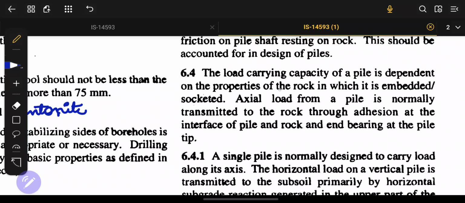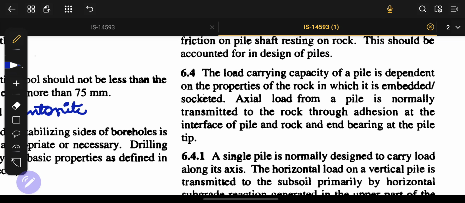On the properties of the rock in which it is embedded and socketed. Axial load from a pile is normally transmitted to the rock through adhesion at the interface of the pile and rock, and end bearing at the pile tip. Okay, so this is saying that whatever axial load we are transferring to the pile, it is going into the socketed length.